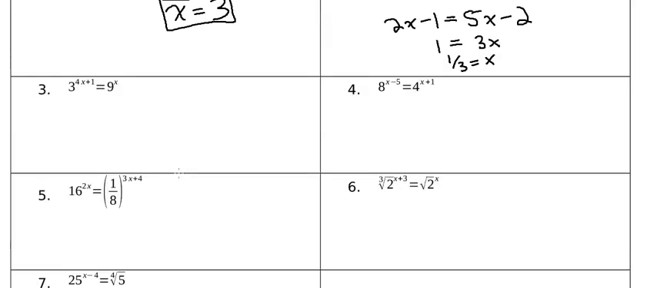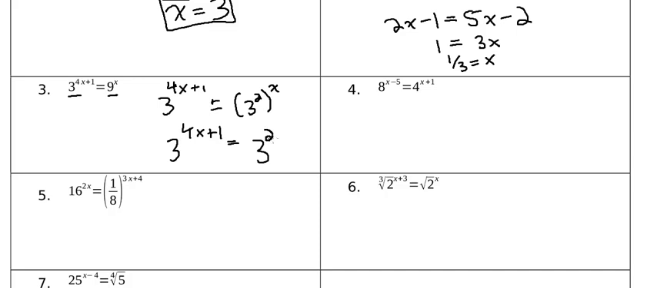Now let's take a look at number 3. On this particular one, the bases are not the same. So I can't just set the exponents equal to each other. But if there's a way to make the bases the same, then I'm going to be in good shape. Now I can rewrite 9 as 3 squared. So I have 3 to the 4x plus 1 equals 3 squared to the x. And when I have a power to a power, I will multiply the exponents. So 2 times x is just going to be 2x.